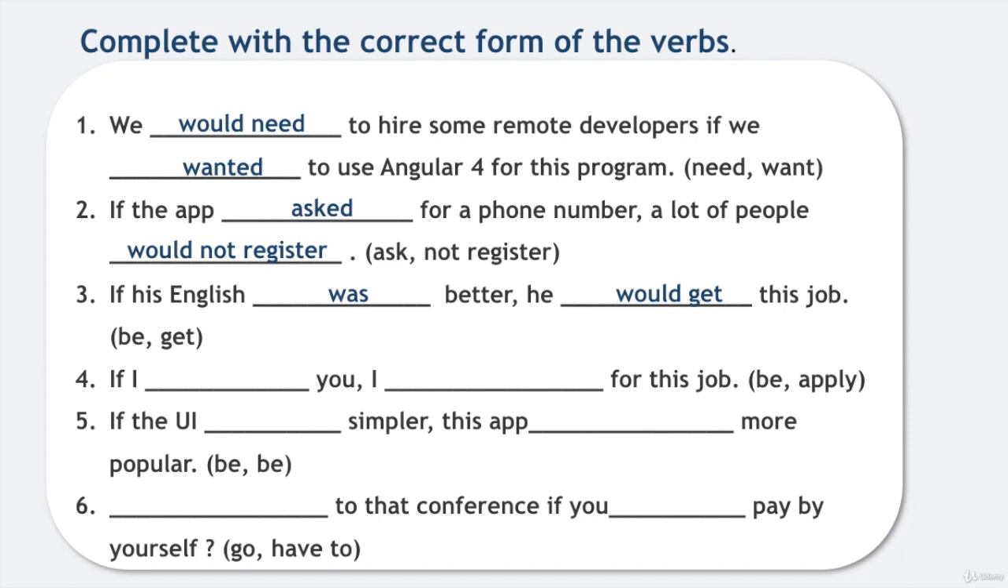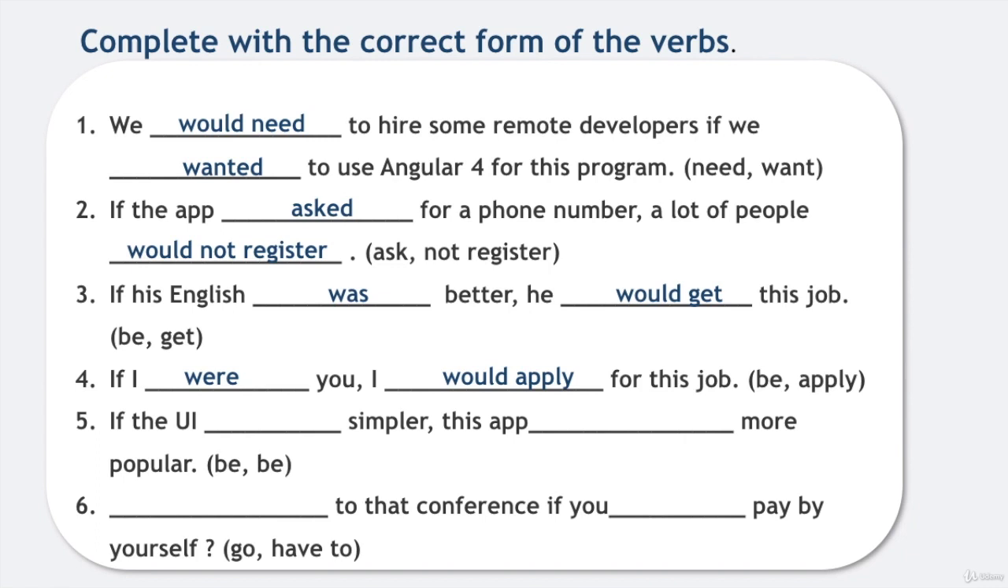Number 4. If I were you, I would apply for this job. If I were you is a standard common phrase to use in conditional sentences. This is how we can give advice to somebody. If I were you, I would apply for this job. The condition is, if I were you. The result is, I would apply.